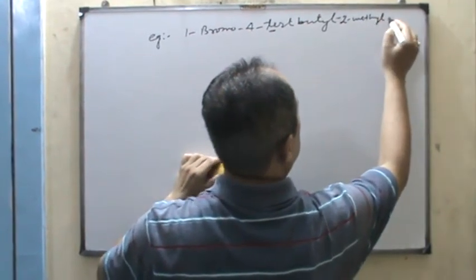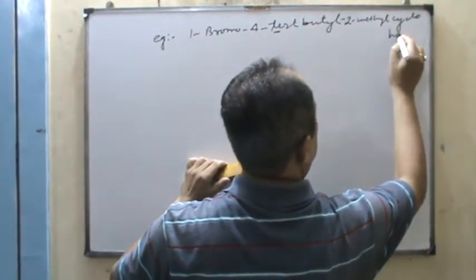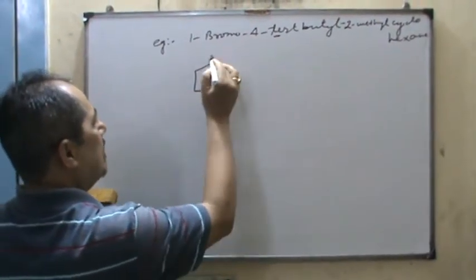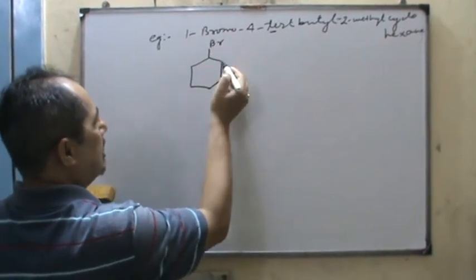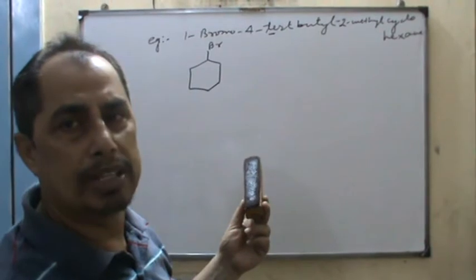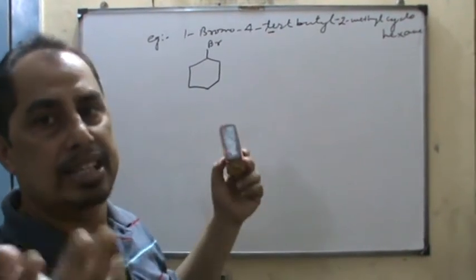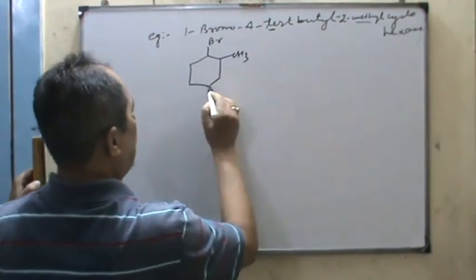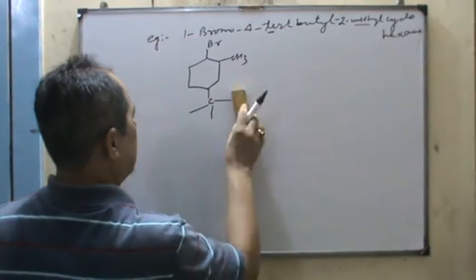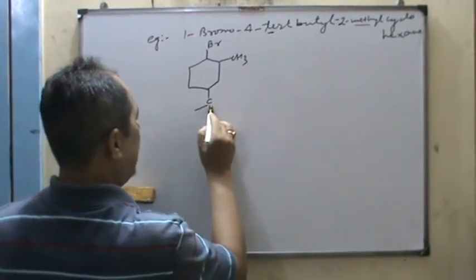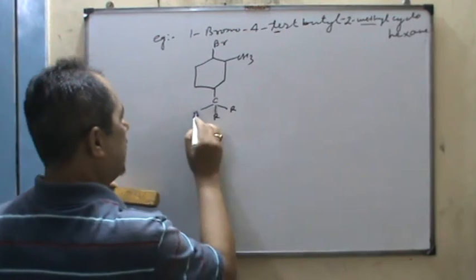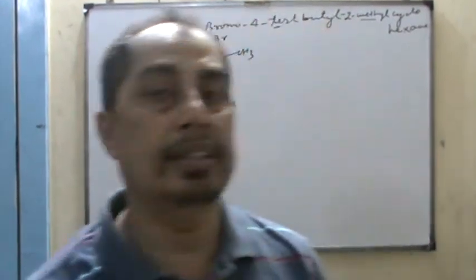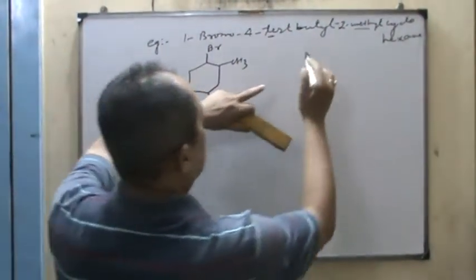2-methyl cyclohexane, suppose, or benzene, whatever it is. If I write cyclohexane first, position 1 can be any point, because cyclohexane, like benzene, is symmetrical. 2-methyl, 4-tertiary butyl. Dear students, if I say tertiary, how many R should be there? Tertiary stands for 3 R. Now you change the R and add the methyl group, because our question is tertiary butyl.